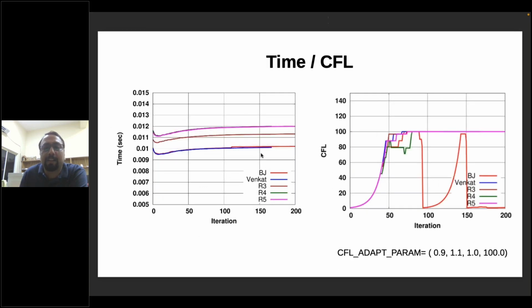And another important thing to notice is the time differences. I have run this example on a single or dual core. If you have more cores, there will be differences. But here, going from the Venkat limiter to R3, it takes something like 11% extra time per iteration, and furthermore R4, R5 around 12%. These are the CFL history.